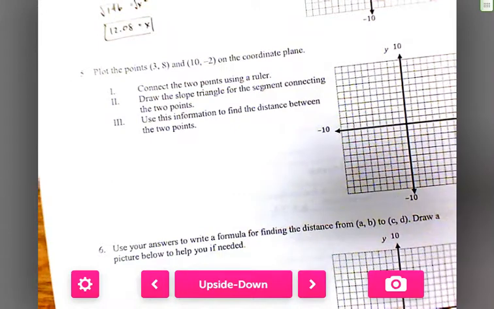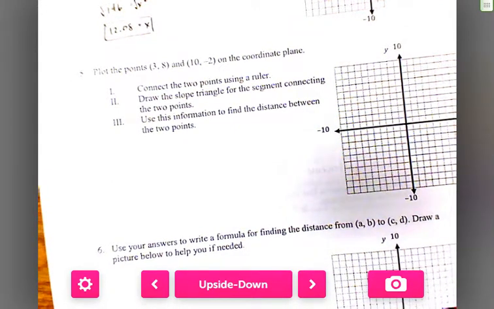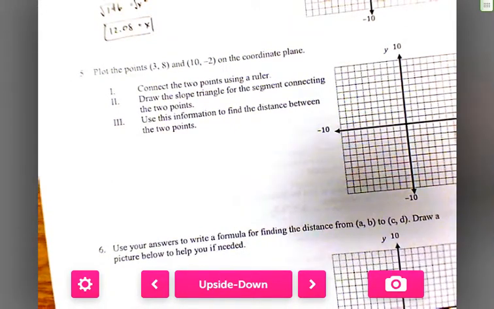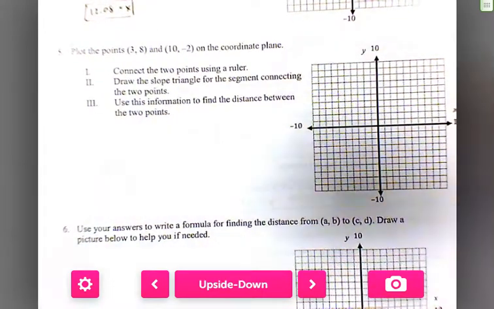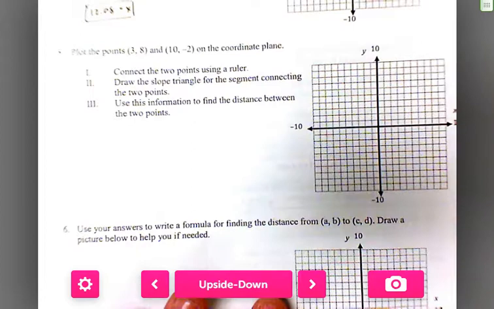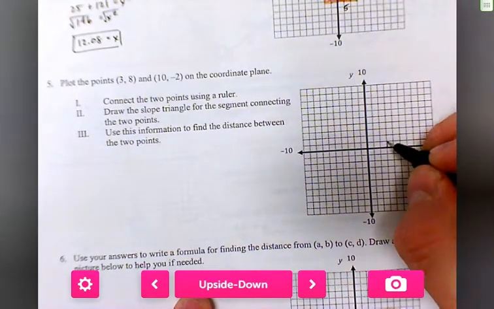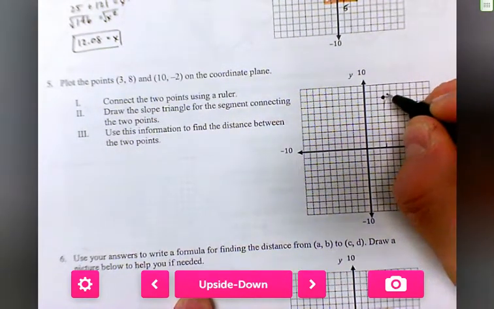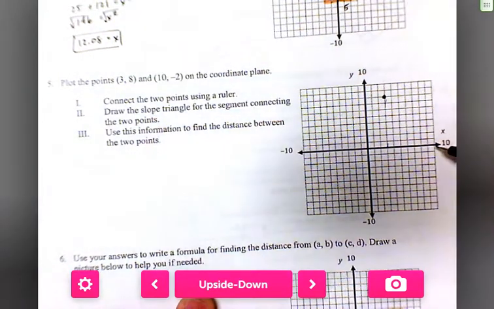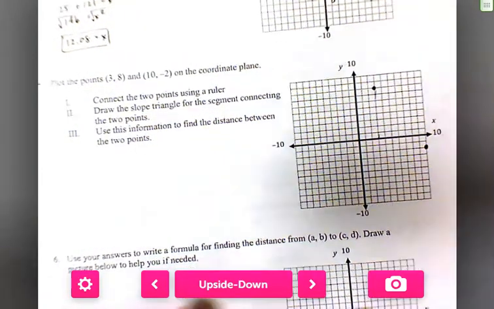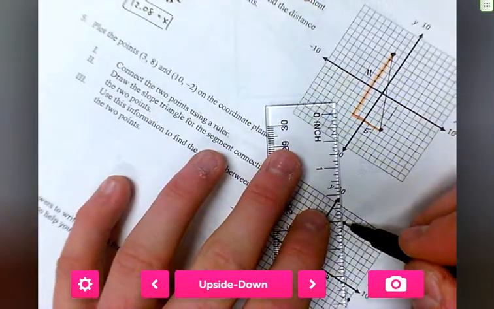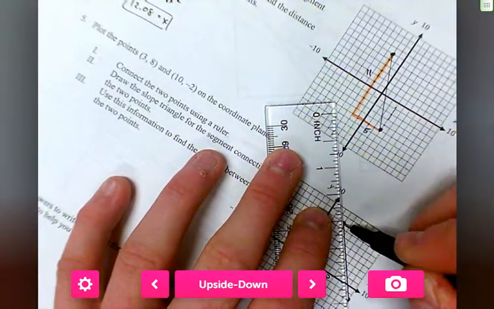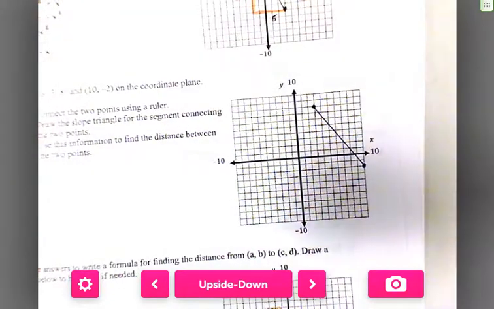All right. Here we go. We've got another one now. We've got one more, and then we've got to write a formula, and then we'll be done, and you can do the homework. Okay? So we got to plot the points. 3 over and 8 up, right there. And 10 over, negative 2 down. Okay? We're going to draw this line. Should have something that looks like that.